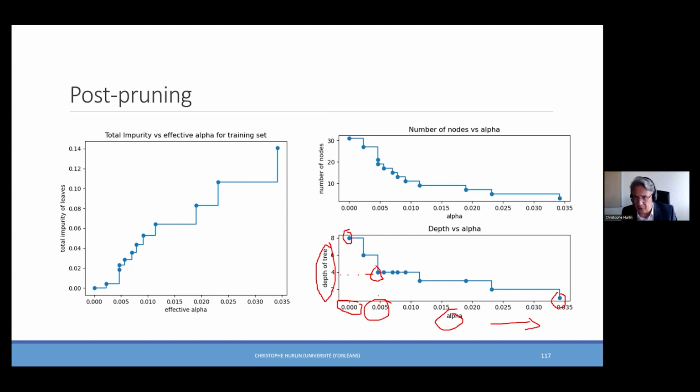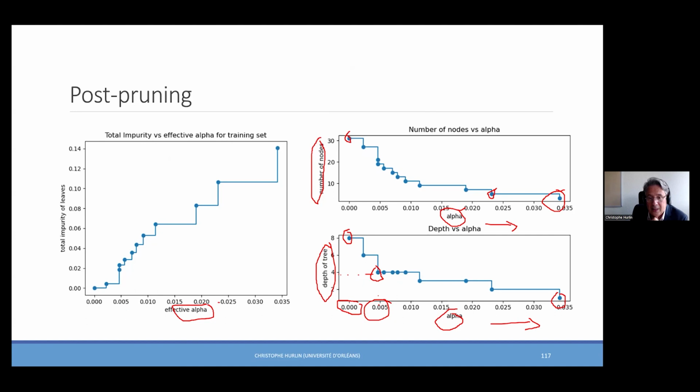This is the same graph. We have alpha and the number of final nodes. Initially, we have 30 final nodes in the tree. If I increase alpha, then I obtain a pruned tree in which the number of final nodes decreases. And for instance, here we have maybe 3 or 4 final nodes. We see that when you increase alpha, you decrease the complexity of the model, but there is a cost.